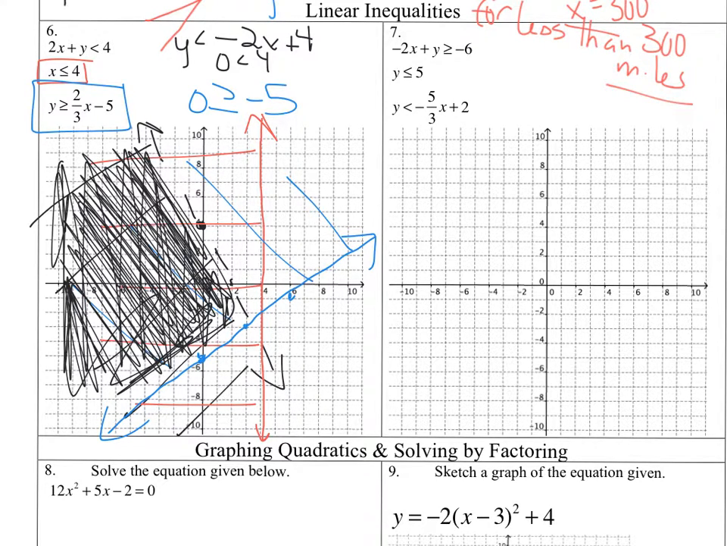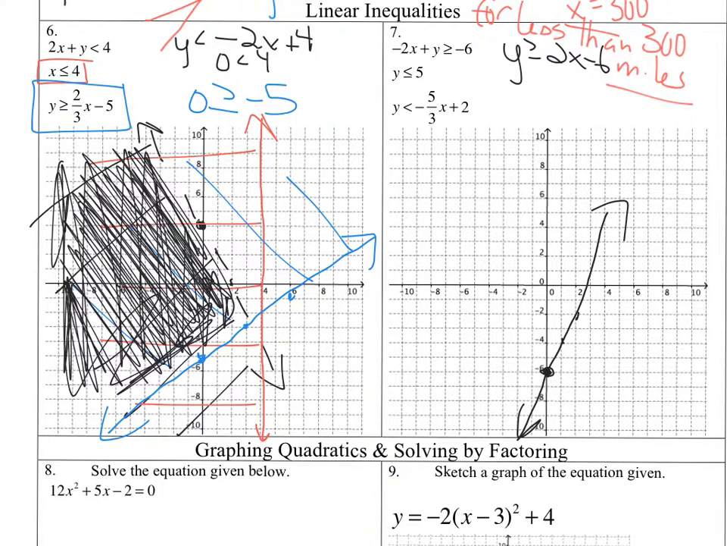Same idea. I think I would move that 2x. So y is greater than or equal to 2x minus 6. So I start at 0, negative 6, because I plug in 0 for x. Go up 2 over 1, up 2 over 1. Solid line. Why is it solid? It's solid because it's greater than or equal to.